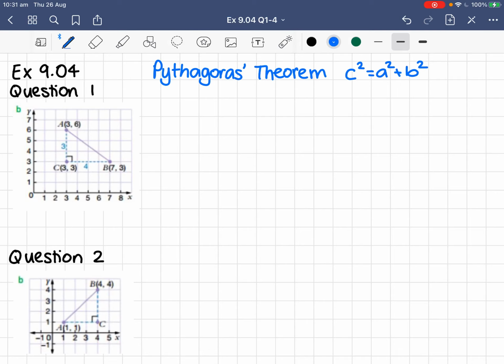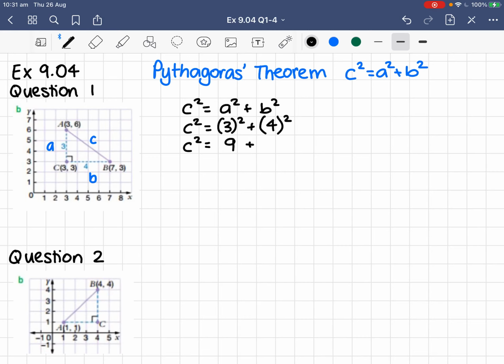So for question 1, B, we're using Pythagoras' theorem, and we will note that this side is 3, this side is 4, and we're trying to find this length here. So we label the sides of our triangle, and c is always opposite our right angle, and then our other two lengths are a and b. Using Pythagoras' theorem, c squared equals a squared plus b squared, we substitute in these values for a and b. So a is 3, so it'll be 3 squared, plus our b squared is 4 squared.